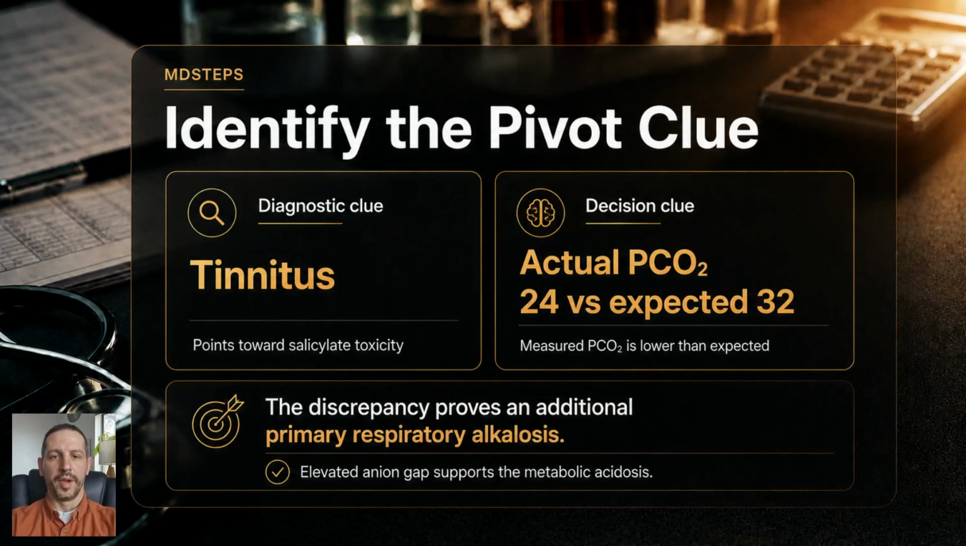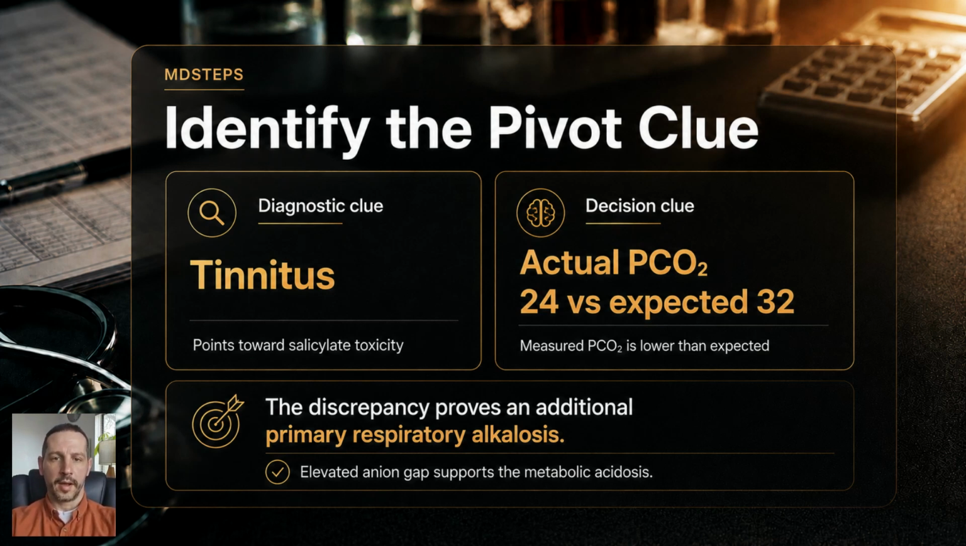Now let's identify the pivot clue. The tinnitus is important because it points towards salicylate toxicity, but tinnitus is not the clue that proves the acid-base classification. The decisive clue is that the measured carbon dioxide is substantially lower than the expected carbon dioxide calculated using Winter's formula. The metabolic acidosis should produce a compensatory carbon dioxide near 32. Instead, the measured carbon dioxide is 24. That discrepancy proves that there is an additional primary respiratory alkalosis.